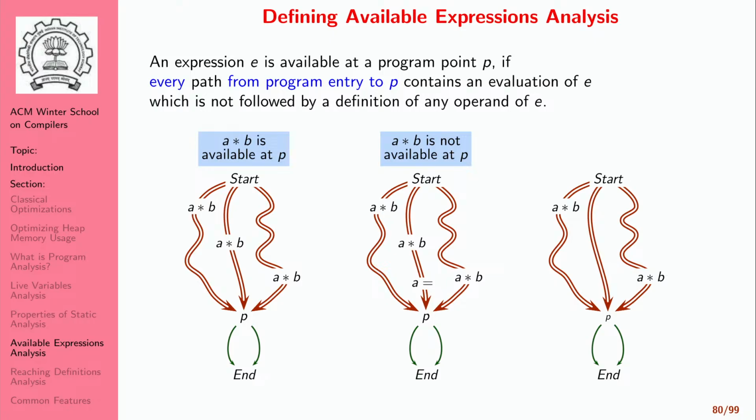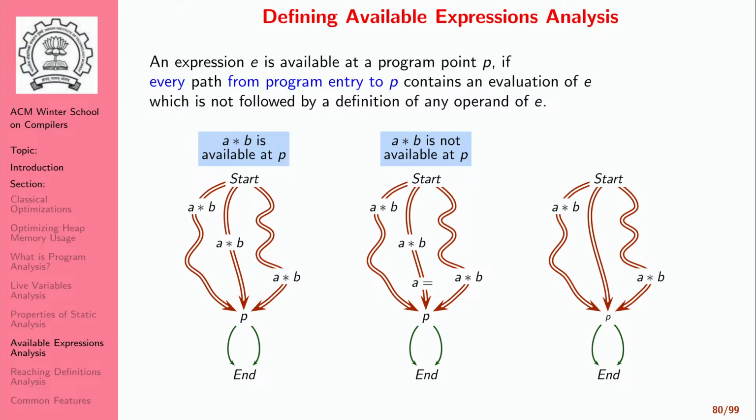It does not say that the value of the expression is same in all paths. So it's not that this value of A star B is same as this value of A star B. What it means is, at this point, if the program execution were to follow this path, this value will be same as this value. If it happens to be this path, then this value is same as this value. If it happens to be this path, then this value is same as this value, which means that the previously computed value can be reused.